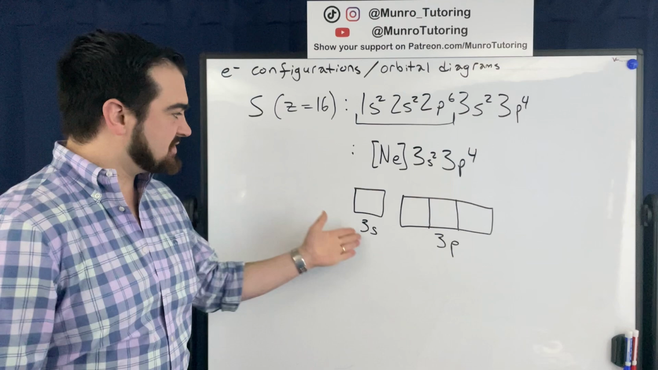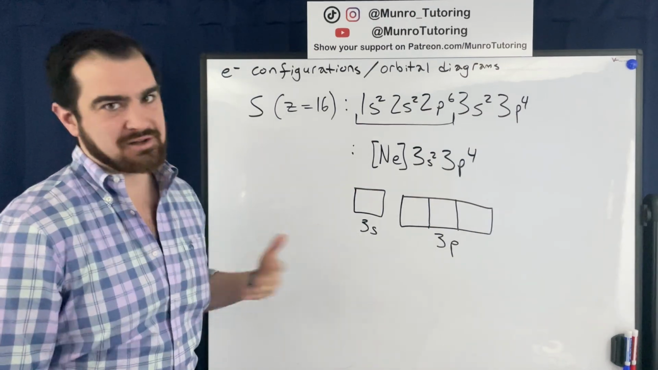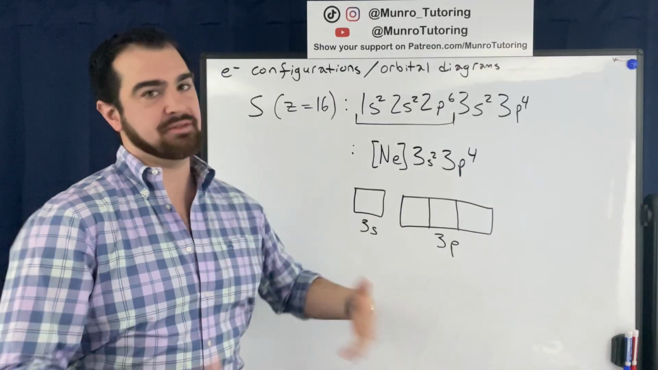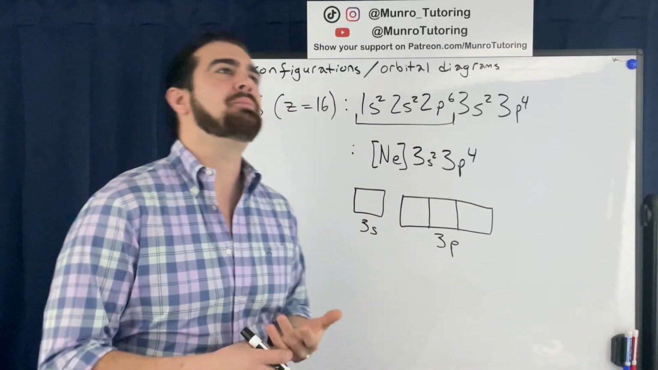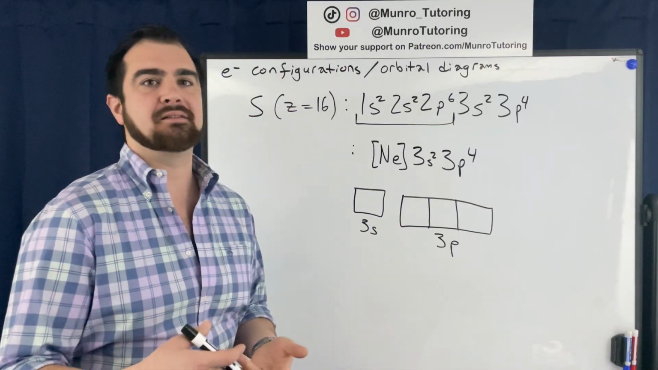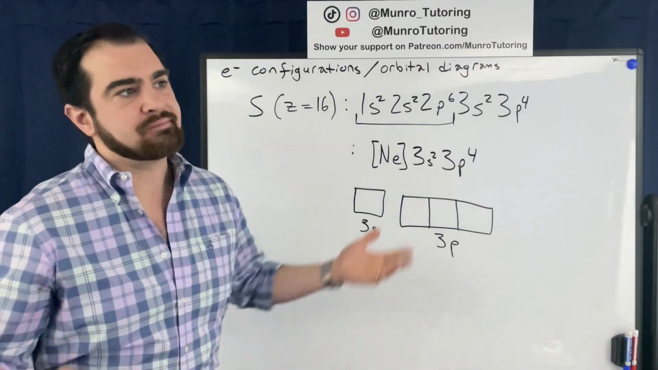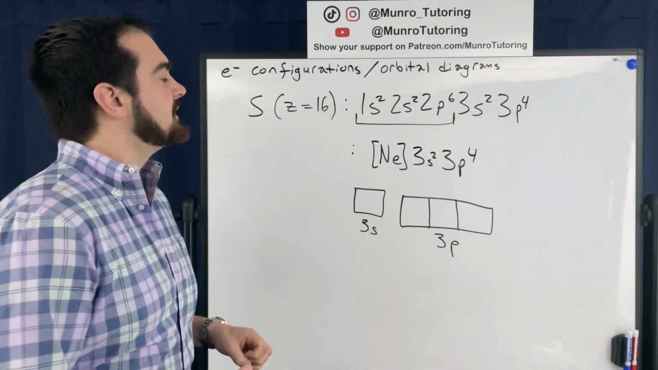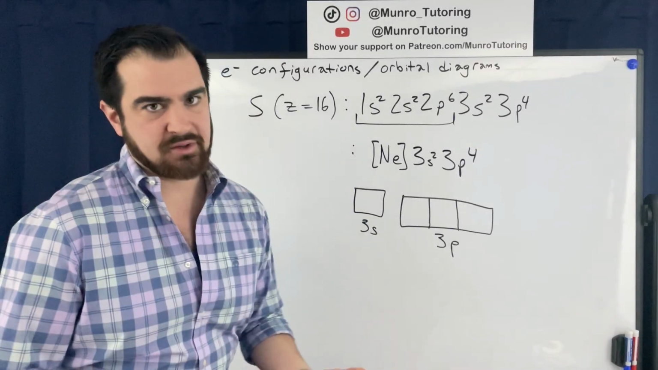And then we're just labeling, what is this box? That's the 3s orbital, right? And then these are the 3 orbitals of the 3p. Sometimes people will put the px, the py, and the pz. That's one way to do it. This is also fine. So now we have to draw the electrons where they go.